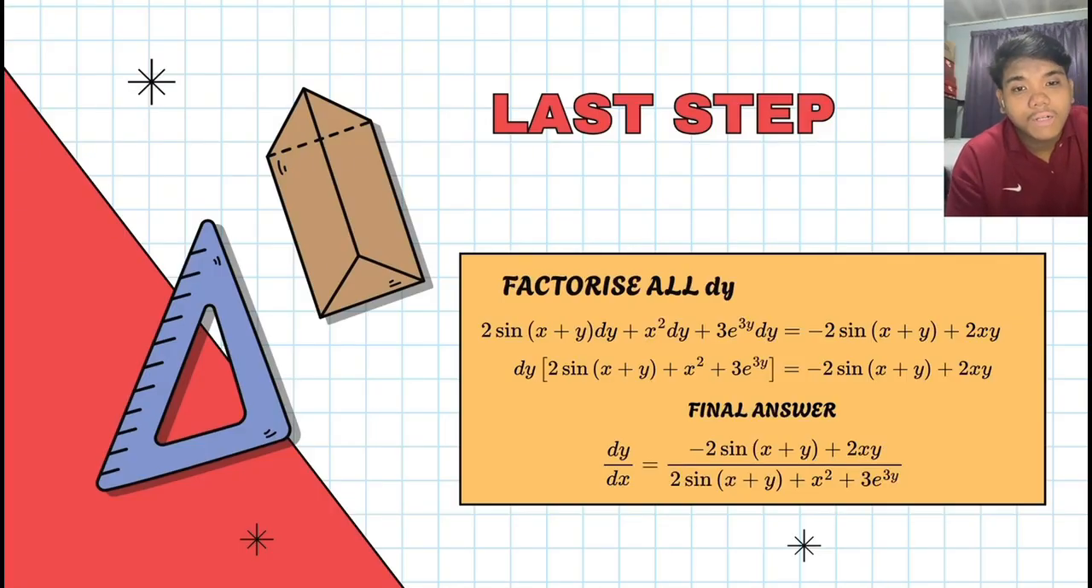Then after we factorize, we have to make dy a single term. So what we have to do is bring everything on the left side over to the right side. So we have to divide. When the left side goes to the right side, we divide. Then after we divide, we get the final answer. The final answer is negative sin(x plus y) plus 2xy over sin(x plus y) plus x squared plus 3e to the power of 3y. Then we have our answer.